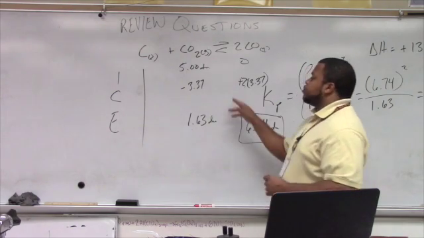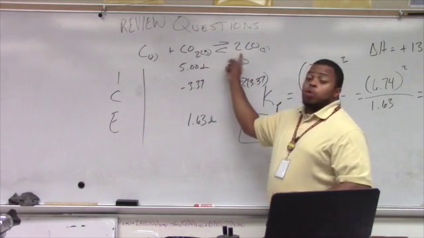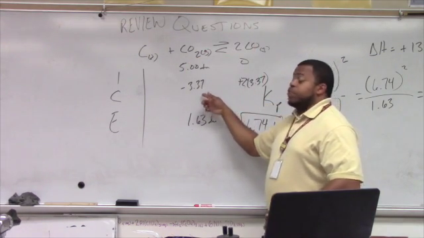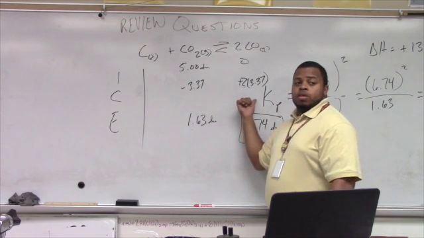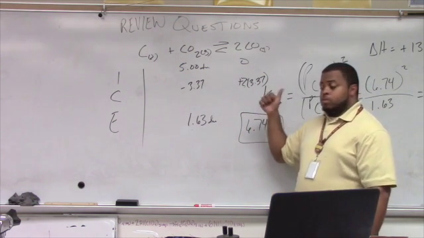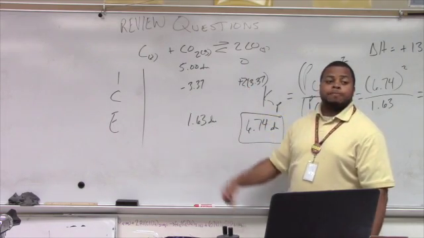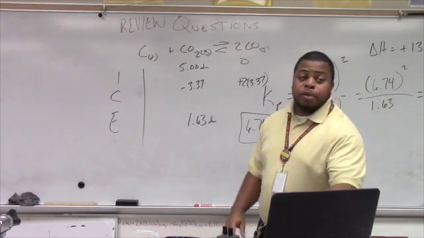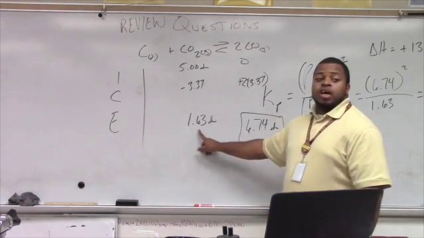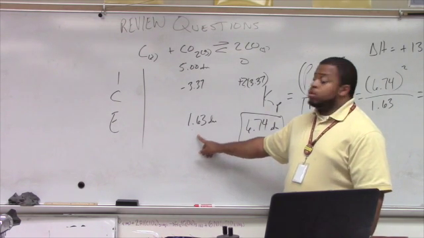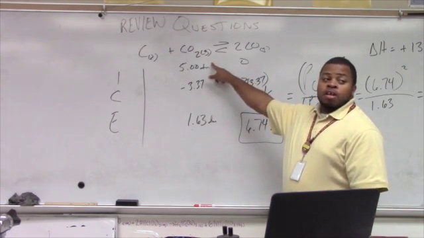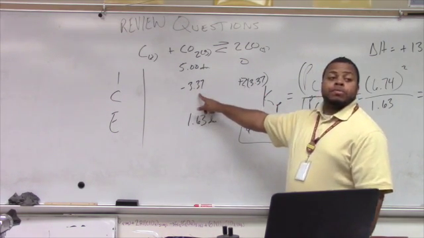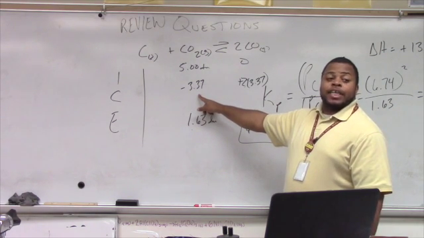Now, according to the equation, it's a 1 to 2 ratio. One of these, 2 of those. So whatever the change is for this one, it's going to be twice as much for this. So that's why this was 2x. This is positive 2x, that's minus x. Now, in part C, it tells me at equilibrium, this has a pressure of 1.63. So if I started here, and when I get to equilibrium, I'm here, that's a difference of 3.37. That's my x.